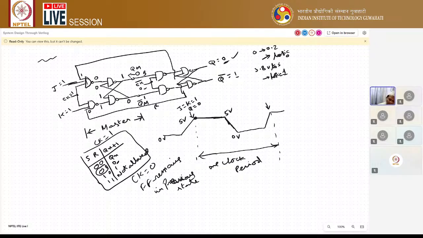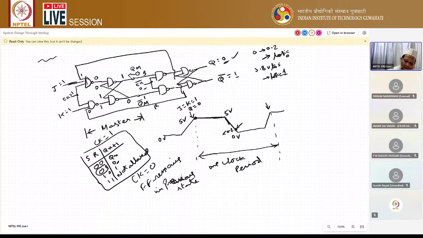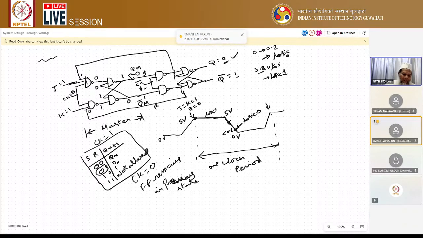Whenever it reaches a value slightly less than 0.2 volts, this becomes logic 0. Here this is logic 1, and here also up to 3.8 volts is logic 1. In between there is an undetermined state. Whenever it reaches a value less than logic 0, the clock becomes 0, and clock bar becomes 1. So at that time, what are the inputs? This is 1, 0. For 1, 0, the output is 1. So Q becomes 1 at this point.